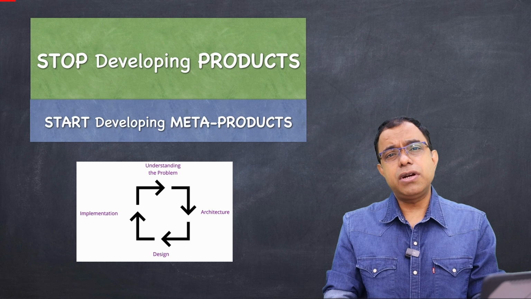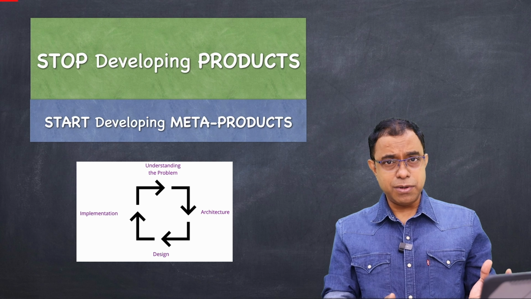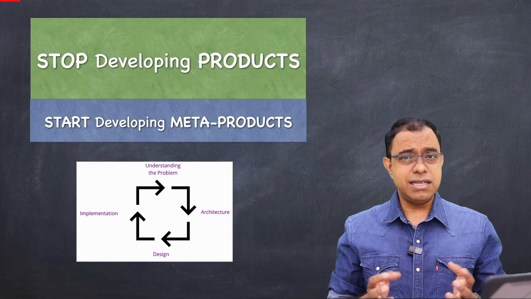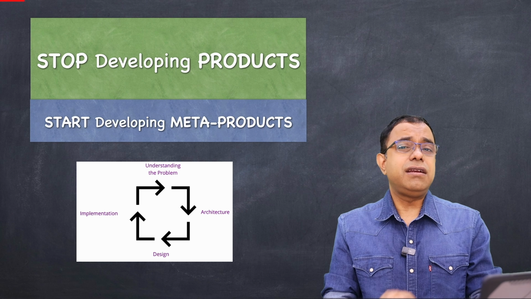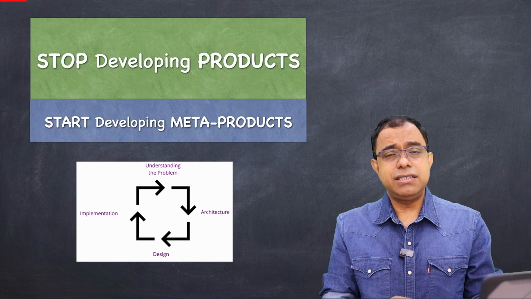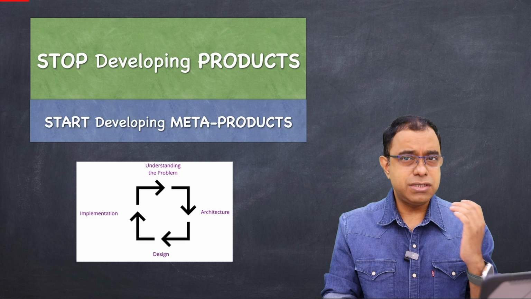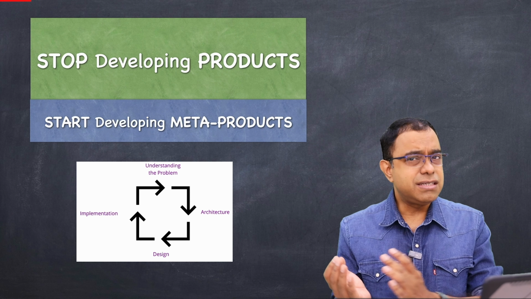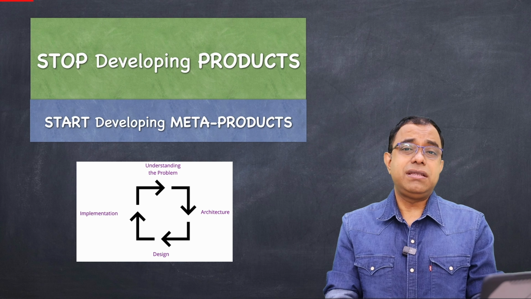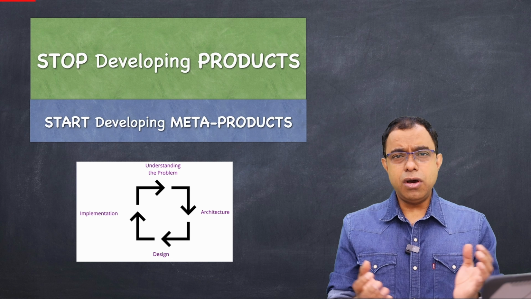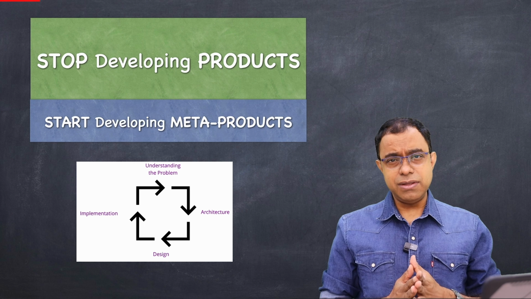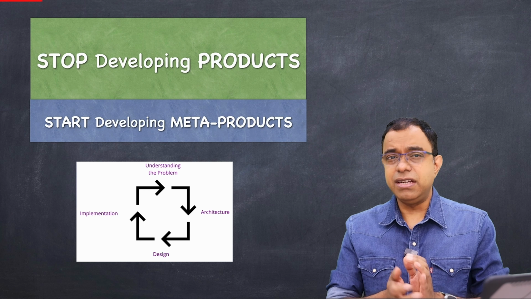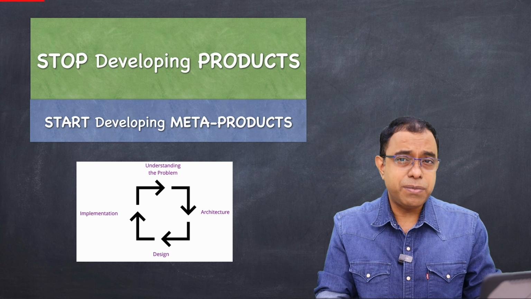In the usual product development, we understand the problem, we create an architecture, then design, then we go ahead and implement the solution. It's obviously an iterative process. You do lots of iteration to come up with your product and you ship it to the market, and when some changes come, you repeat the same cycle. Now, all of us have developed products in this particular way. What I am trying to tell you is that let's change the way we develop products by using meta products.